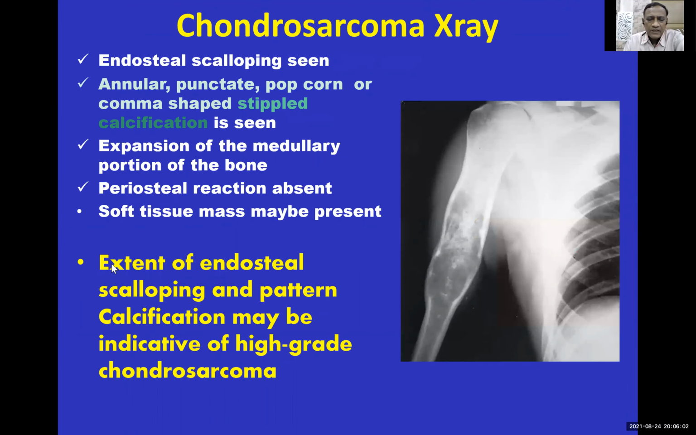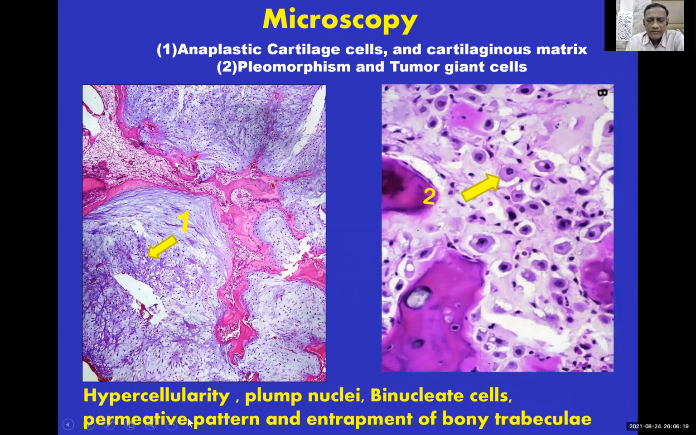Radiologically, the extent of endosteal scalloping and the pattern of different types of calcification may be indicative of high grade chondrosarcoma. Histologically, it shows anaplastic type of cartilage cells showing different characteristics like hypercellularity, plump nuclei, binucleate cells, permeative patterns, and entrapment of bony trabeculae. And second is the pleomorphism and tumor giant cells. Radiologically, this is the chondrosarcoma arising from the proximal humerus as well as from the proximal fibula.